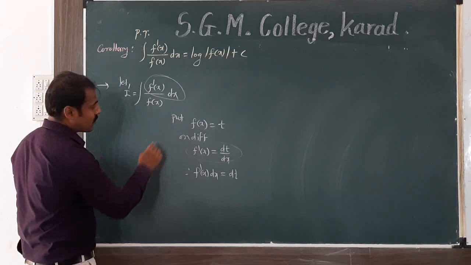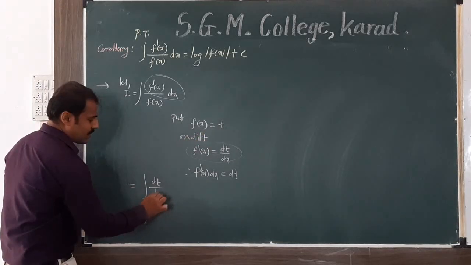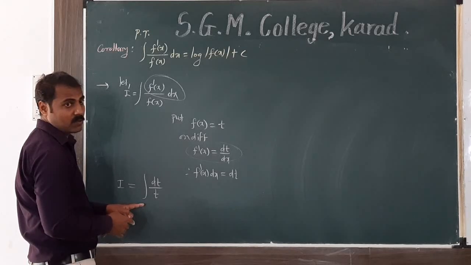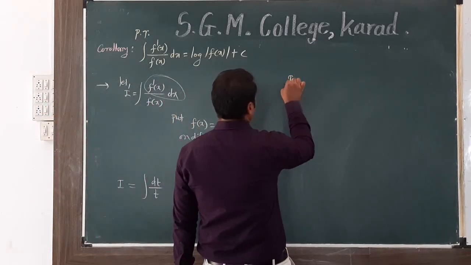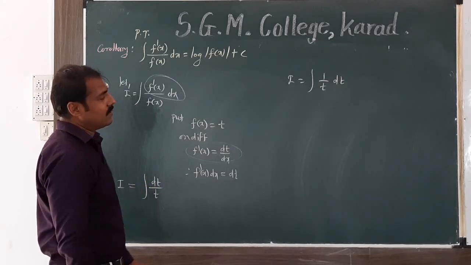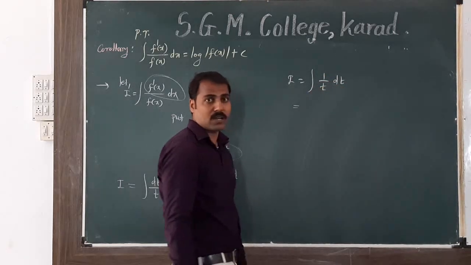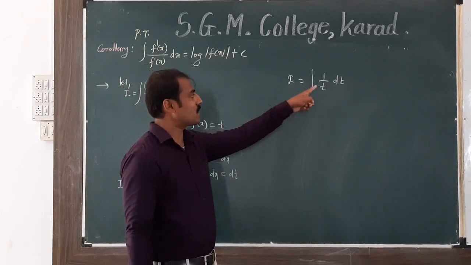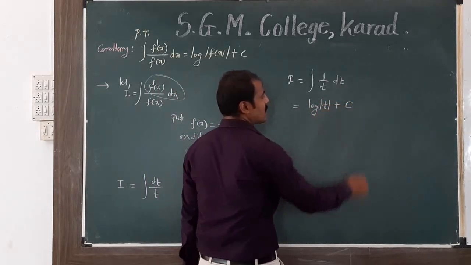Instead of f dash of x dx, I can write dt. And f of x is what? It's t. Now your example changes to the new variable t. All the terms in the example are in t. So I is equal to integration of 1 upon t dt. Now consider t as x, integration of 1 upon x dx. What is the integration of 1 upon x dx? Log of mod x. So integration of 1 upon t dt is log of mod t plus constant of integration c.